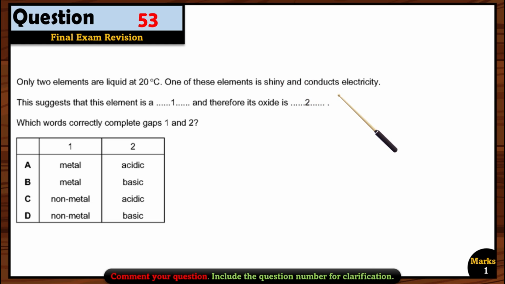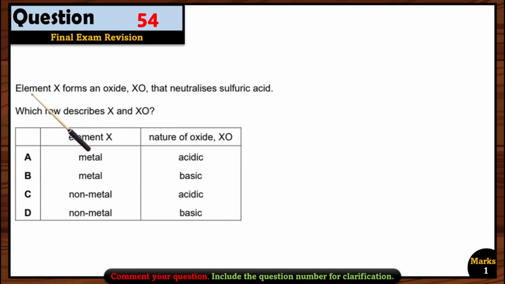So they are asking about the metal, that is mercury. So this suggests that this element is a metal and therefore its oxide is a basic oxide. So option B is the right option here. Let's see question 54. Element X forms an oxide that neutralizes sulfuric acid. So it means this element X is basic in nature.